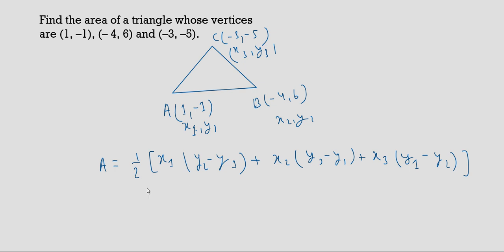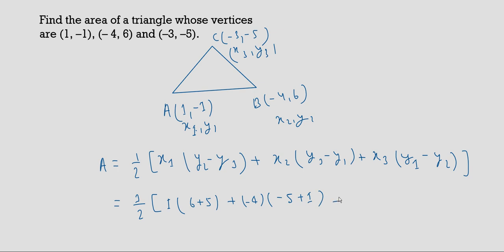Now put in all the values and calculate the area. Have patience, we also have some very interesting methods for calculating the area, so keep solving along with me. Put 1, then subtract 6 minus 5, plus x2 which is minus 4, and keep looking at the values: y3 minus y1. Here y3 is minus 5 and y1 is minus 1, so it becomes minus 5 plus 1.